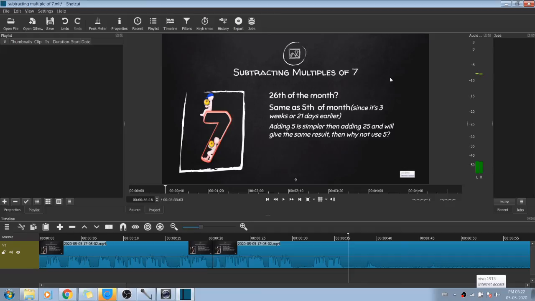All that we have to do is subtract the highest multiple of 7 which is less than the given date of the month. 26 minus 21 equals 5.